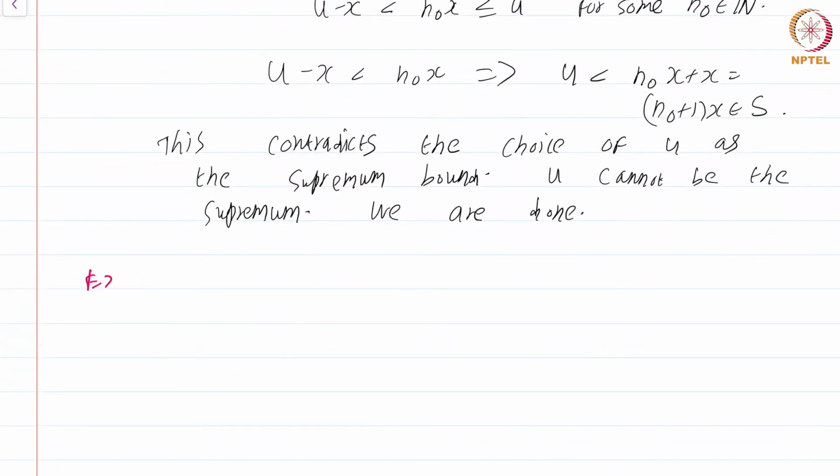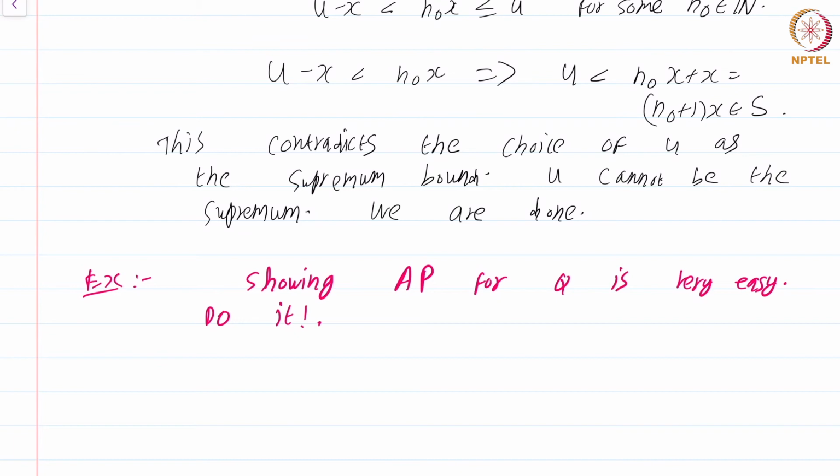Now let me give you an exercise: showing the Archimedean property, which I'll abbreviate as AP, for Q is very easy. You don't need to do any of this complicated stuff. Do it. Okay.